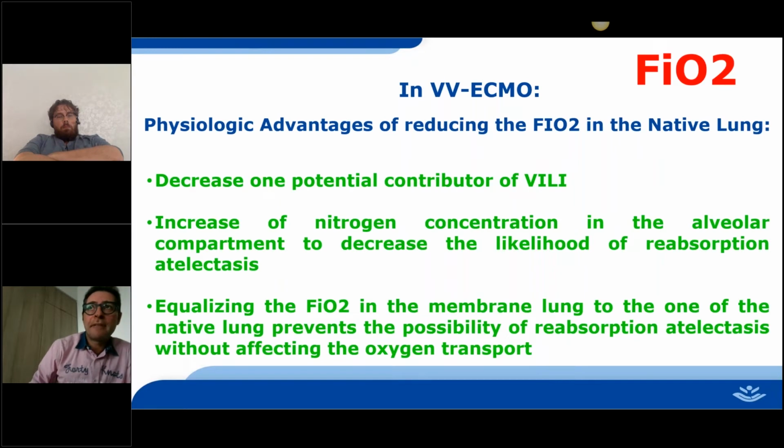Some words about the FiO2 on VV ECMO. Why is it important, in my opinion, to reduce the FiO2? First, because we can decrease one of the potential contributors of VILI. Second, because reducing the FiO2, we increase the nitrogen concentration in our alveoli, and we decrease the likelihood of reabsorption atelectasis. If we also try to equalize the FiO2 in the native lung and in the oxygenator, we also prevent the possibility of reabsorption atelectasis too.